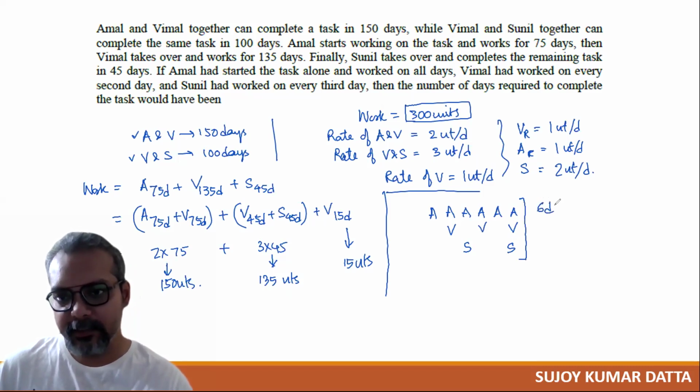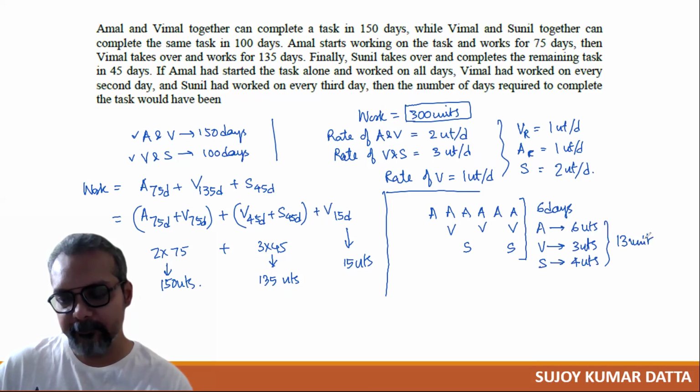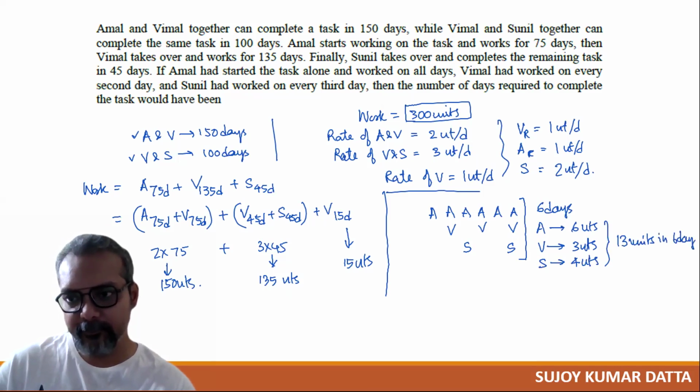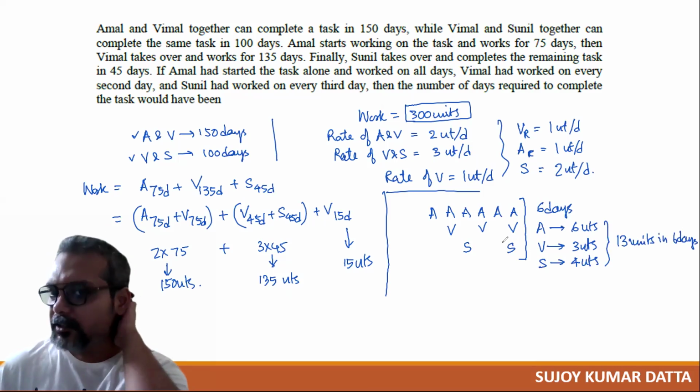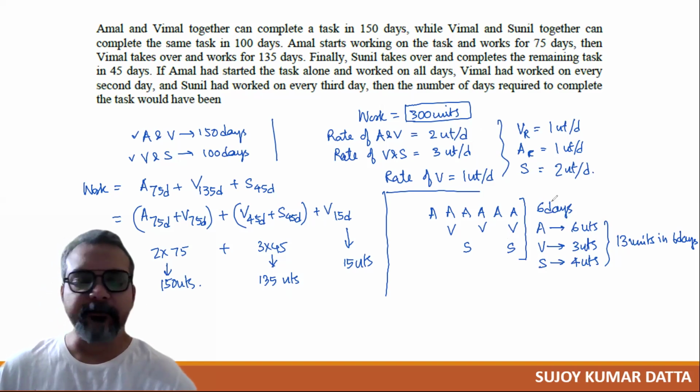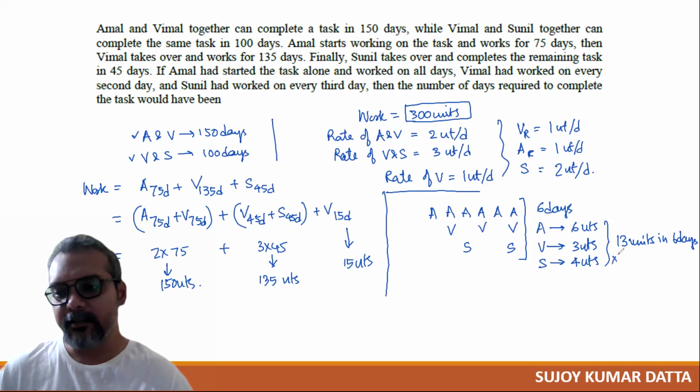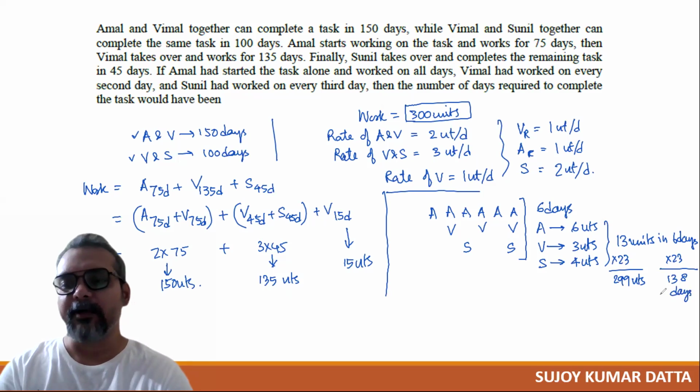So in a slot of 6 days, A has worked 6 days and has completed 6 units. V has worked 3 days and has completed 3 units. And S has worked 2 days and has completed 4 units, thus completing 13 units in 6 days. Now you have to figure out how long it takes for 300 units. Now 13 is not a factor of 300, but 13 times 23 takes it very close, to 299 units. So 299 units are done in 138 days.